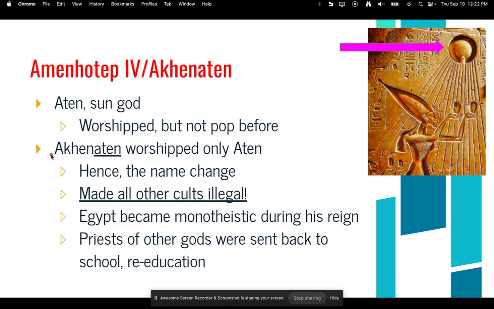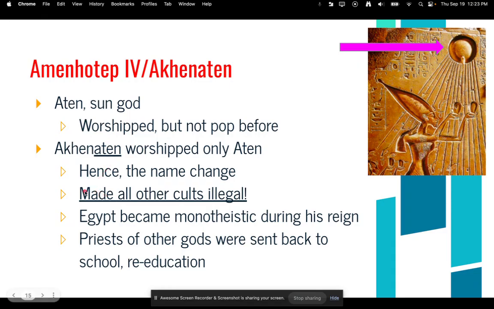But when Akhenaten came to power, he only worshipped this one god, Aten. So he loved Aten so much that when he changed his name, he put Aten at the end of his name. Right? So originally his name was Amenhotep IV, and he changed his name to Akhenaten, and he loved Aten so much that he put Aten in his name. That's how much this dude loved this god Aten.